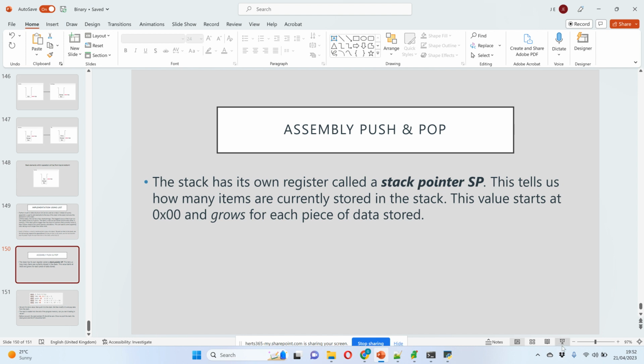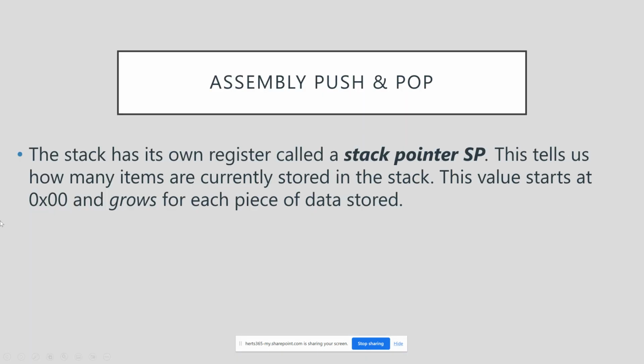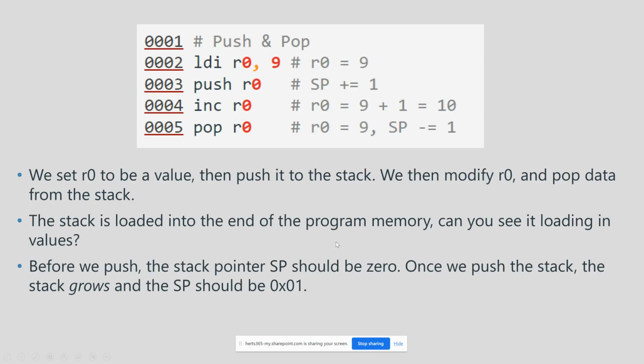So, what about assembly push and pop? The stack has its own register called a stack pointer, SP. This tells us how many items are currently stored in the stack. This value starts at 0 and grows for each piece of data stored. So let's have a look at this example. Here, the first line starts with a hashtag, which means ignore that line, do not execute it. That's just information for us.